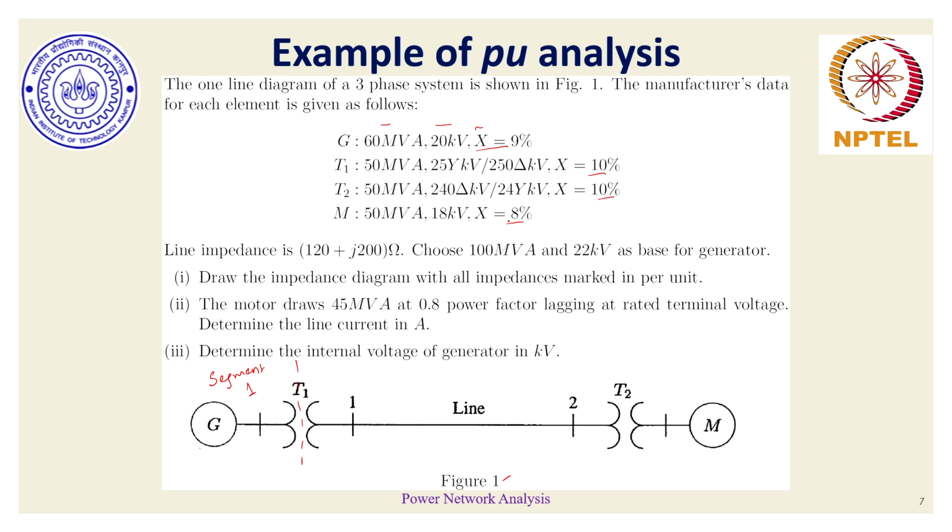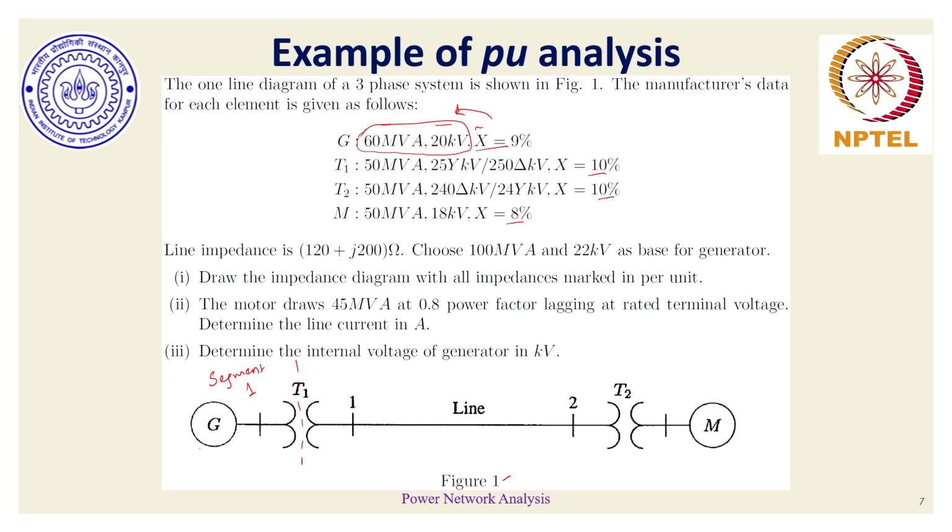Remember, these reactances which are given for generators or for individual transformers have been given by the respective manufacturers on their respective apparent power or voltage rating specifications. So 9% is the reactance of the generator with respect to 60 MVA and 20 kV line to line voltage.